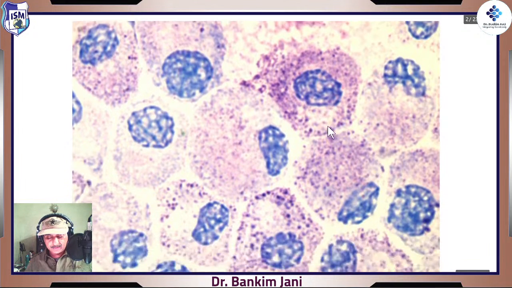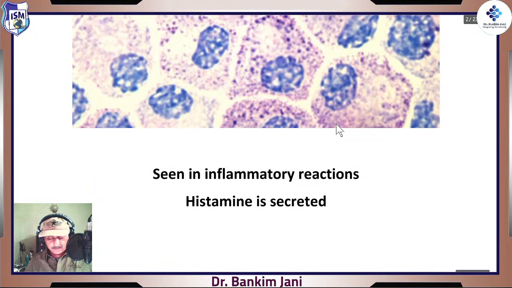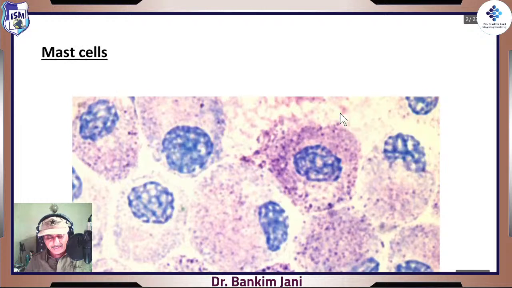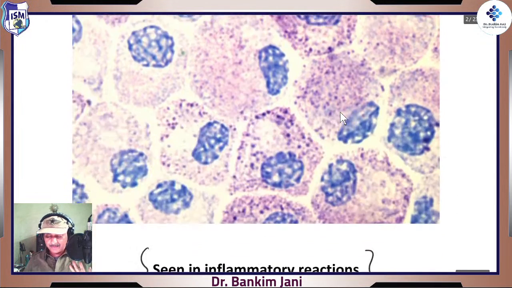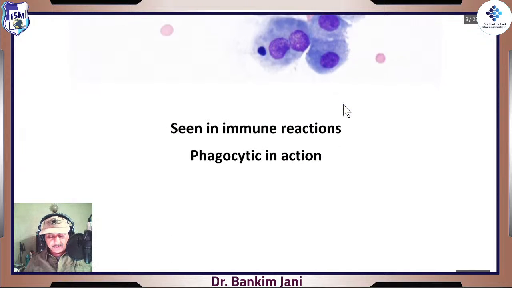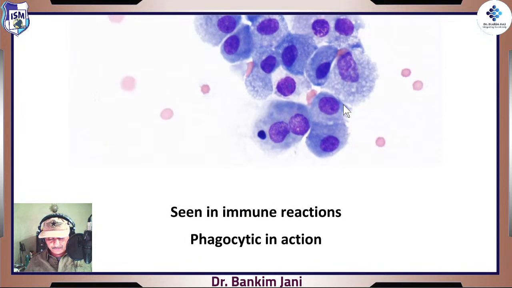So these are some mast cells, right? They are seen in inflammatory reactions where the histamine is secreted. But again, because right now we really don't want to touch the pathology part, just remember a name, that's okay. They are the mast cell, right? Mast cell. Macrophages, they are seen in immune reaction and they are phagocytic in action.